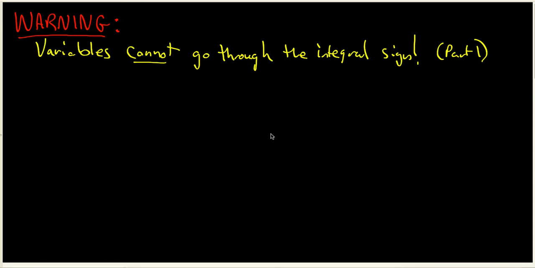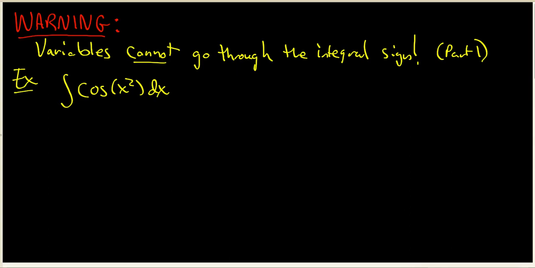In this video, we're going to look at a very common mistake that some students make when they are first learning U-substitution, and we're going to look at why it is a mistake. So I'm going to set up an example. Suppose we are trying to find the antiderivative of the cosine of x squared dx.